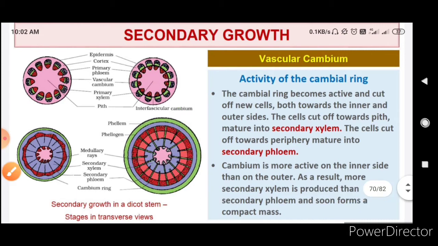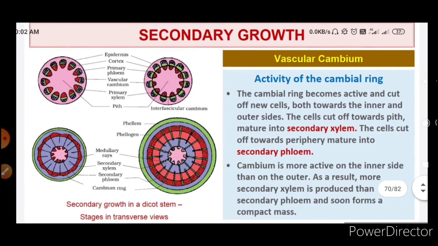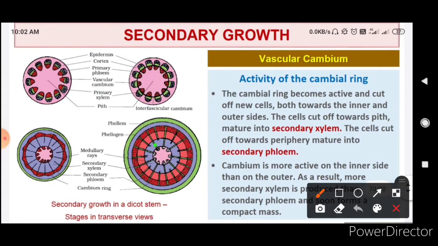So the activity of the cambial ring will be, the cambial ring becomes active and cuts off new cells both towards the inner and the outer sides. The cells cut off towards the pith mature into the secondary xylem. The cells cut off towards the periphery mature into the secondary phloem. This cambium is more active on the inner side than on the outer side. As a result, more secondary xylem is produced than the secondary phloem and soon forms a compact mass. So a compact mass will be present in between here. And see, the vascular bundles which were here are now here, and see the growth, secondary growth.